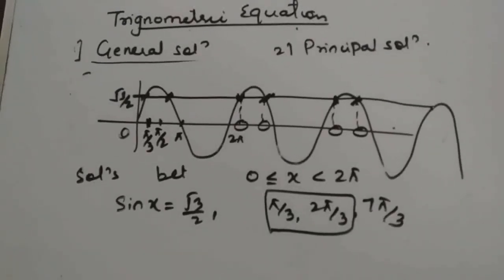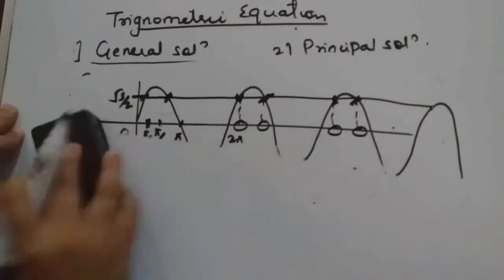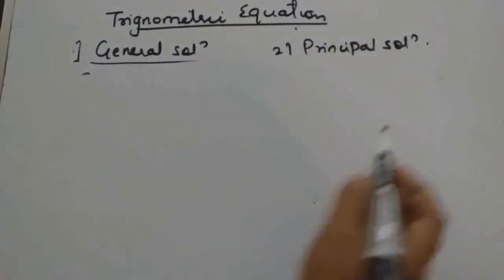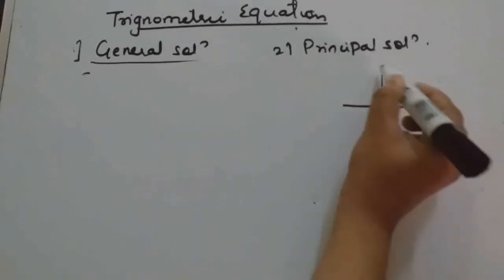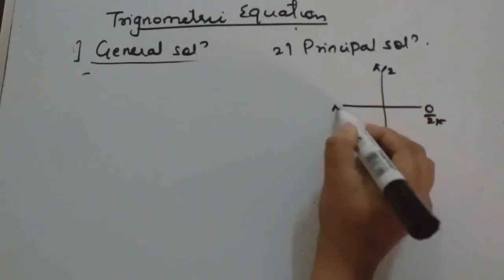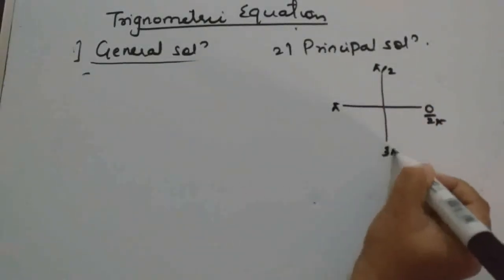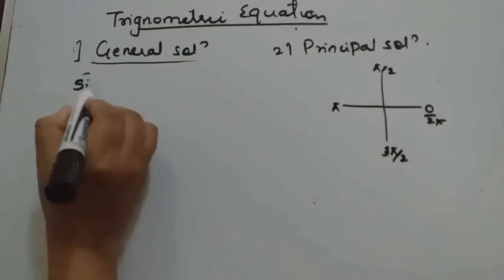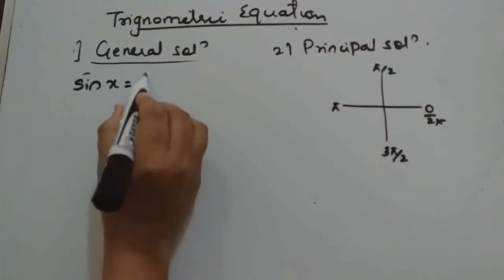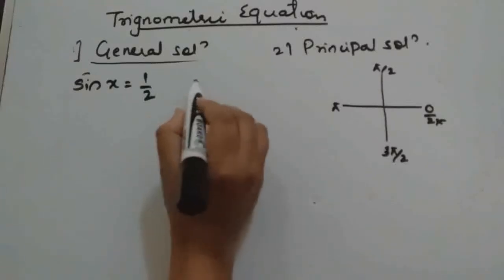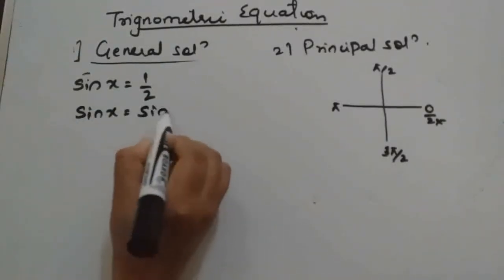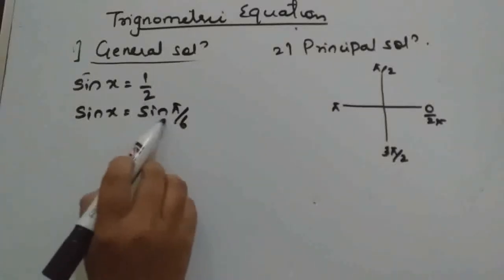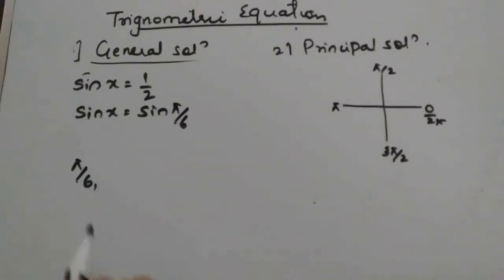Now how to find the principal solution? See, we know the principal solution will be in between 0 to 2 pi, isn't it? That means we have to play in this quadrant only. Suppose sin x is equal to 1 by 2. Okay, so we know sin pi by 6 is 1 by 2. That means one solution will be pi by 6.